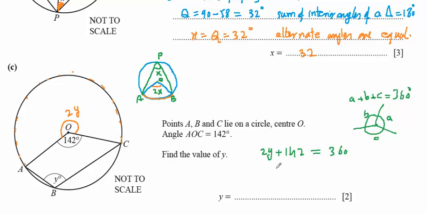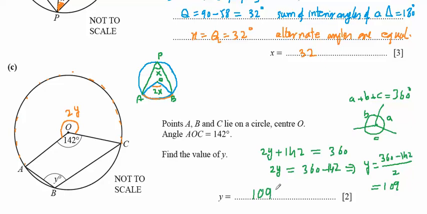So from here we can find easily the value of y. 2y is equal to 360 minus 142, and then we divide this by 2. So y is equal to 360 minus 142 divided by 2. If we simplify this, we get 109. So the value of y is 109 degrees.